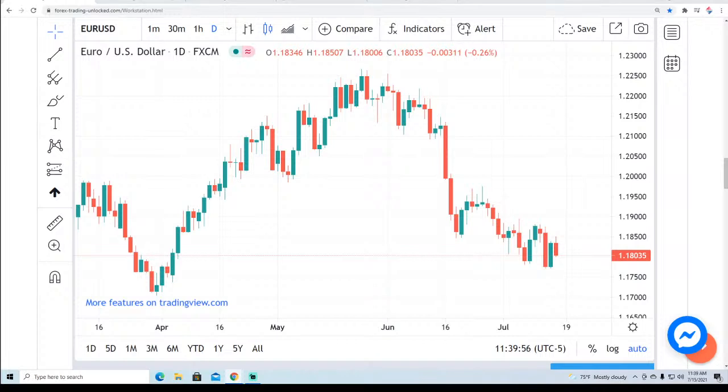Let's see what's going on. It's been kind of an upside down week. We're just basically chopping around. As you can see, we have the Euro US dollar slightly lower on the day. It made a little bit higher of a high than it had yesterday, but as you can see, not that significant.